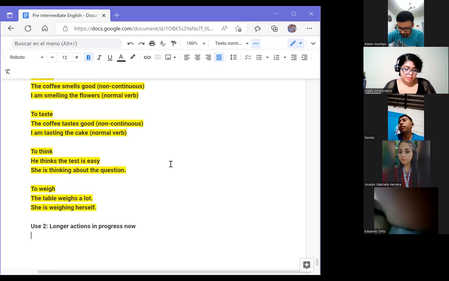However, we might not be doing it at this exact second. For example, I am going to a meeting now, but not in this precise moment. I'm going to a meeting this week. So I have that expression.